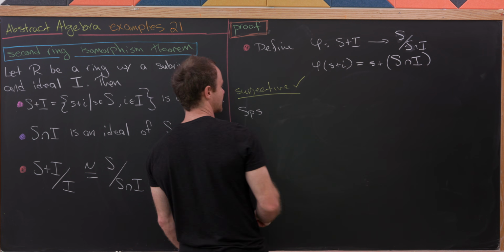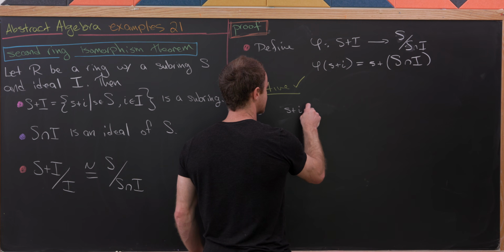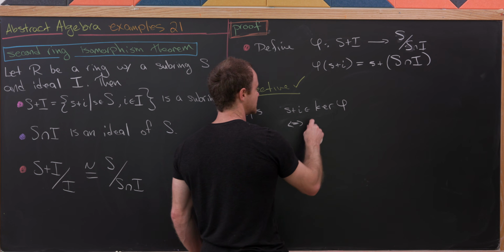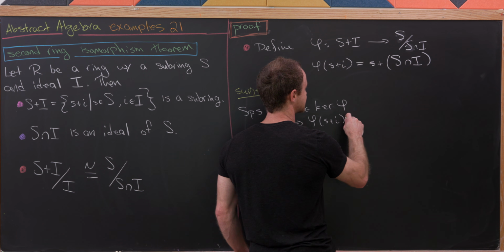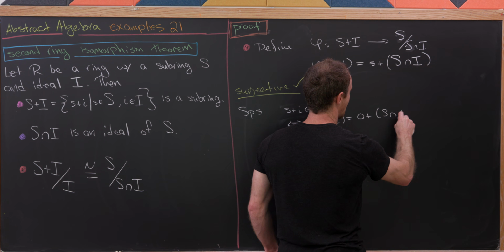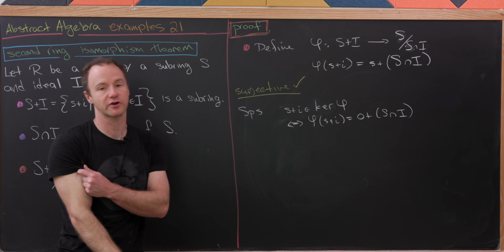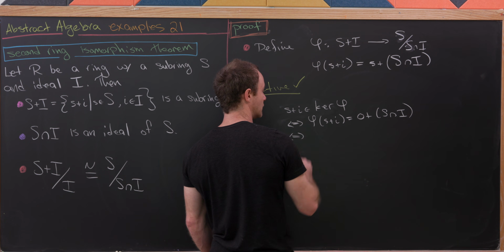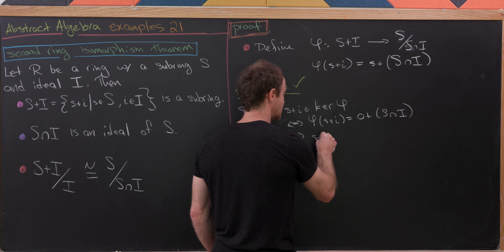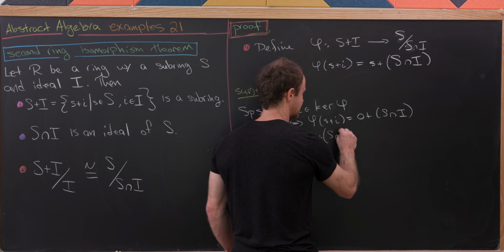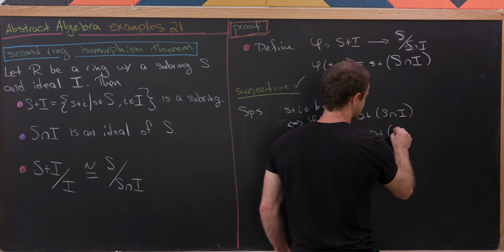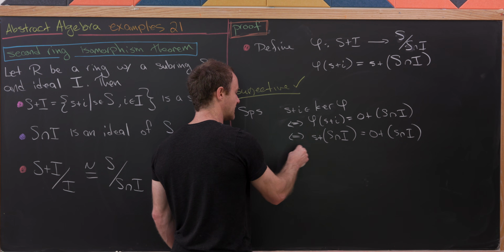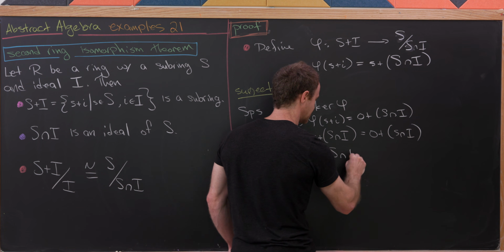So let's suppose we have something in the kernel. So we've got s plus i is in the kernel of phi. But notice that's equivalent to phi of (s plus i) equal to 0 plus S intersect I. That's what it means to be in the kernel: you're mapped to the 0 element. Now we can apply the rule for our map, and that gives us s plus S intersect I is equal to 0 plus S intersect I. But those two cosets are equal if and only if s is an element of S intersect I.